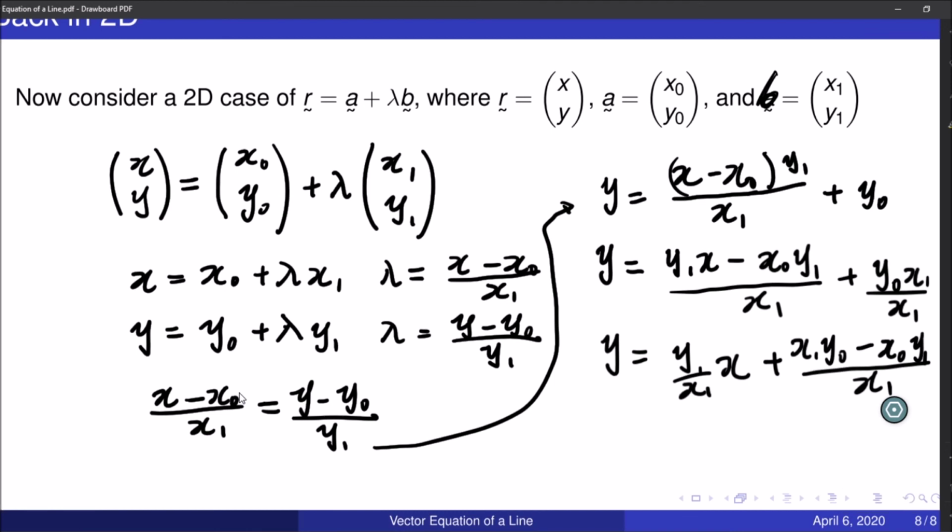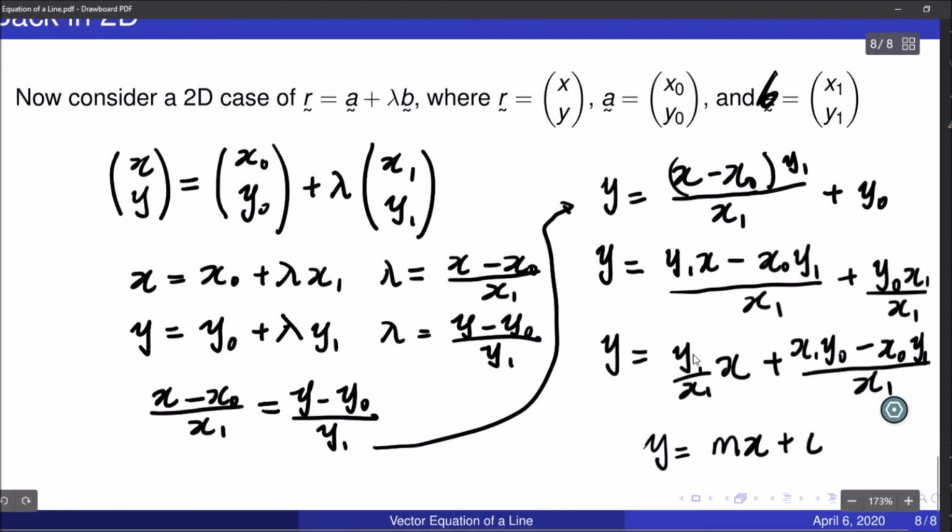And what does this look like? Well, remember, x0 and y0 and x1, y1 are numbers. So this will give you a number, and this will give you a number. So you have the gradient intercept form. Yeah, so this y1 over x1 gives you your gradient, while x1 times y0 minus x0 times y1 over x1 gives you your constant term. And together they produce the equation in the gradient intercept form. Yeah, pretty cool, huh?